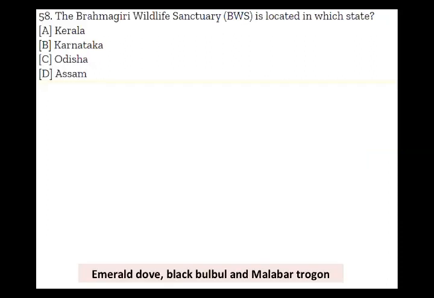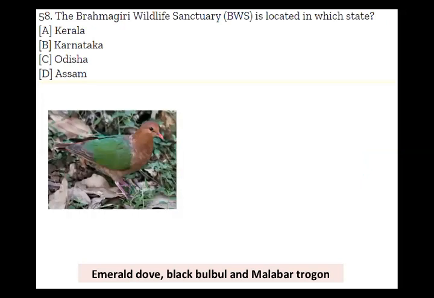The Brahmagiri Wildlife Sanctuary is located in which state? Kerala, Karnataka, Odisha, Assam. It belongs to Karnataka. It is the southernmost part of Karnataka, in the Kodagu district. There are some notable species found here, because some of the species are restricted to the Western Ghats. Those species you can find in this particular wildlife sanctuary.